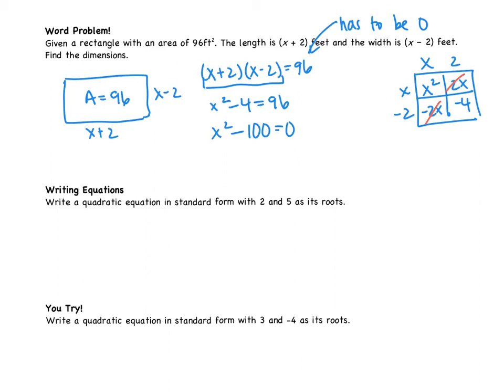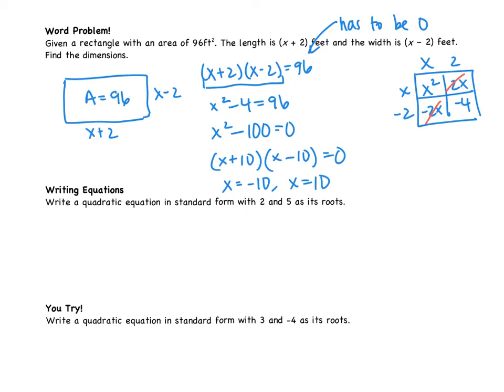Now I'm ready to factor. This is a difference of squares. X squared and 100 are perfect squares, and we're subtracting. So we have an x and an x, 10 and a 10, 1 positive, 1 negative. So we get x equals -10 or x equals +10.